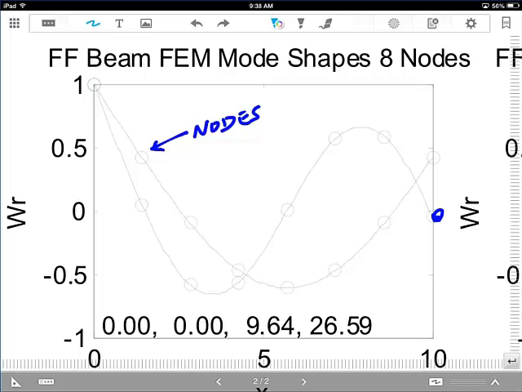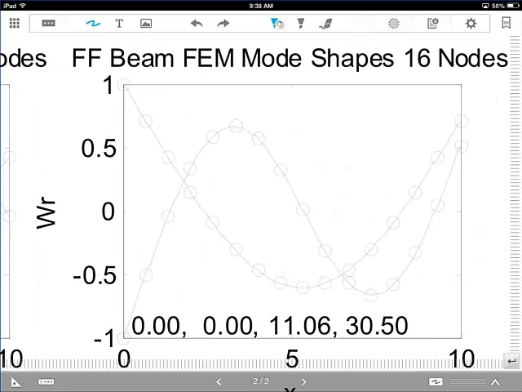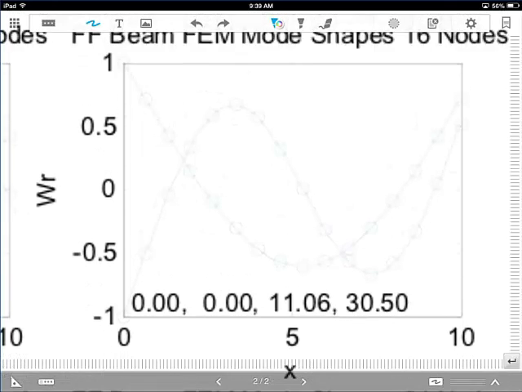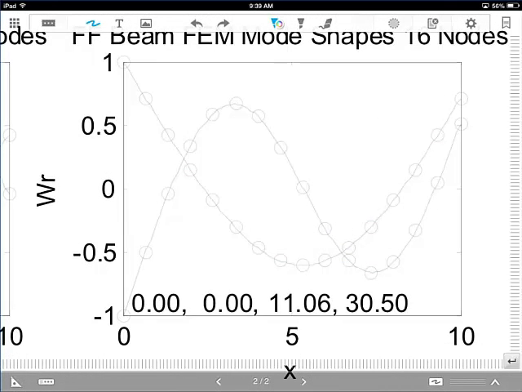So as you move over to, say, the case where you have 16 nodes, you can see things are getting a little better. They're starting to look more recognizable. Again, these are the natural frequencies, 2 zeros, and then 11 and 30, and I think they were supposed to be like 12 and a half and 35 or something like that.